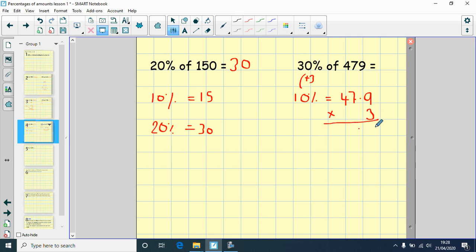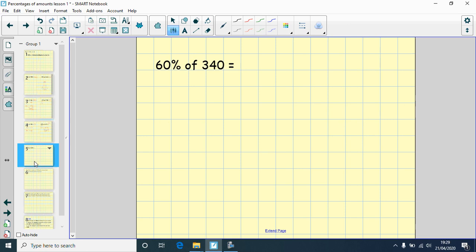9 times 3, 9, 18, 27. 7 there. Little 2 to add on. 3 times 7, 7, 14, 21 is 21. Add 2, 22, 23. 3 there. A little 2 to add on after there. 3 times 4 is 12. Add 2, 13, 14. So the answer is 143.7.